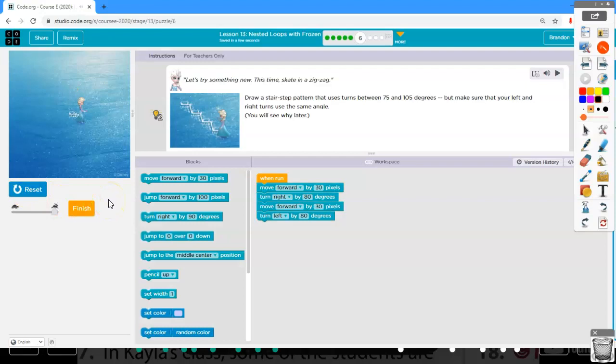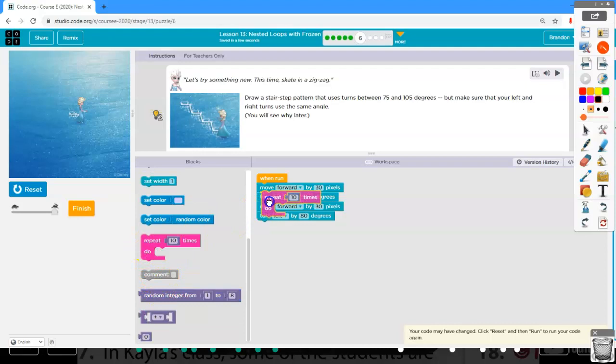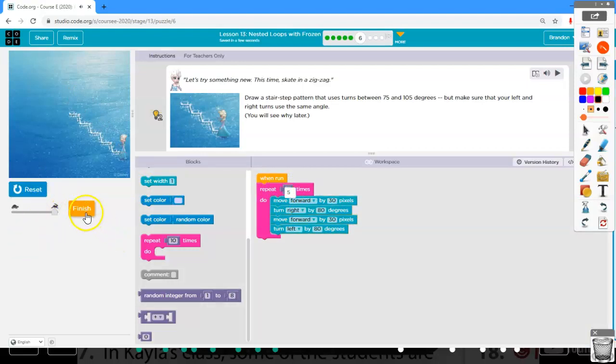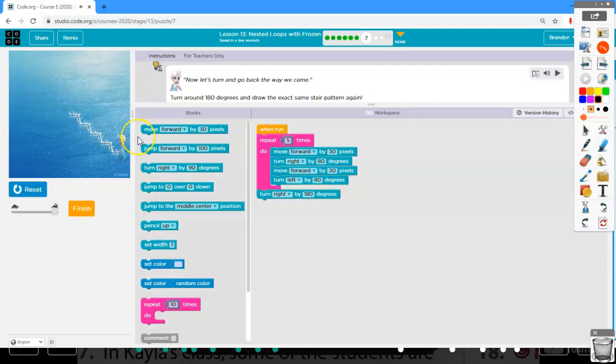So now we're going to repeat these steps and see if we get that zigzag. And let's do it just 5 times. There we go. There's our zigzags. So now we want to turn around 180 degrees and draw the exact same stair pattern again. So all it's telling us to do is we need to turn 180 degrees. So once we get to the end, she's going to do what? She's going to turn all the way around. And we're going to repeat that exact same pattern again.